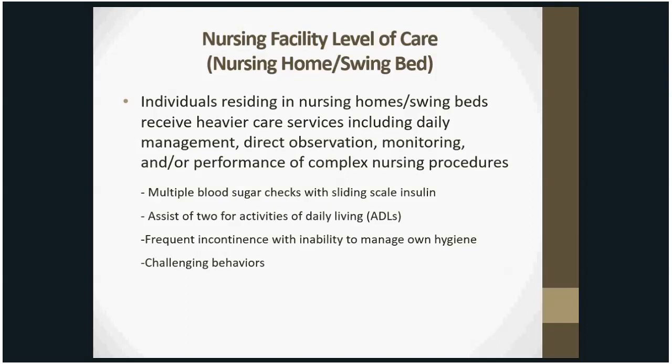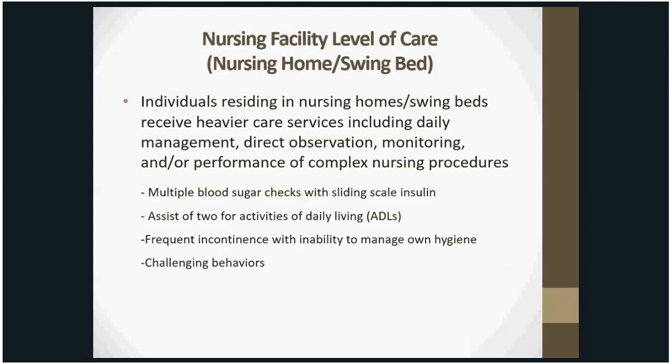So some examples of that would be an individual that has diabetes and they need their blood sugar checked multiple times a day, and then based upon the result of that blood sugar check, sliding scale insulin is being administered. That's something that really no assisted living could handle. It's something that you probably would need to have staff in a nursing home or swing bed be assisting you with if you weren't able to do it yourself, or if you didn't have someone to assist you at home.